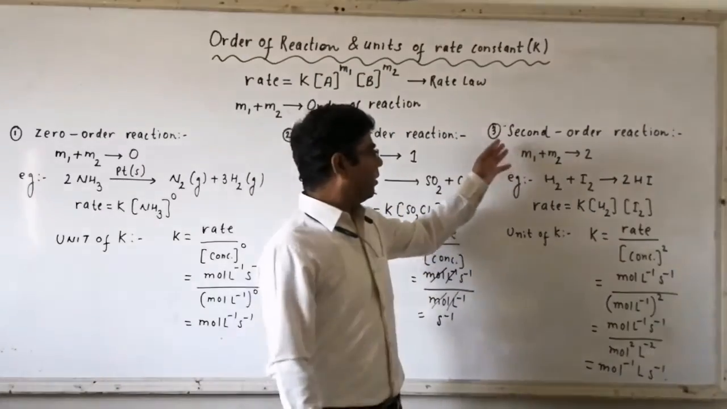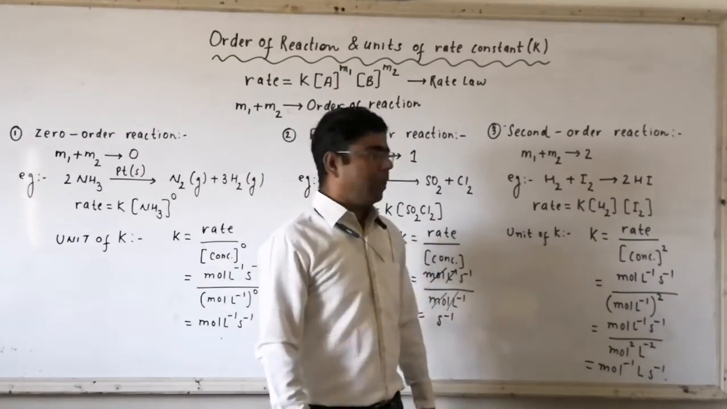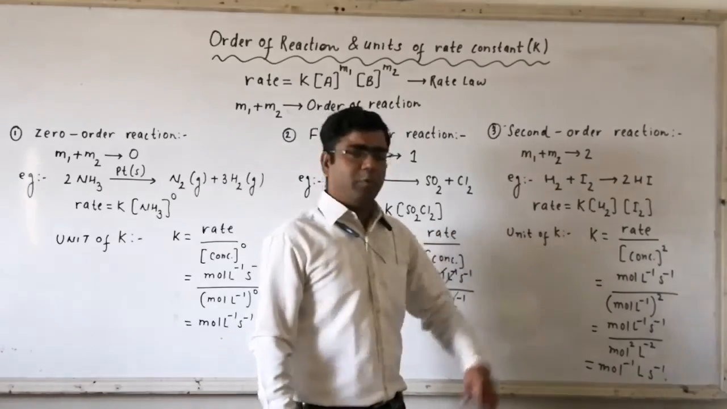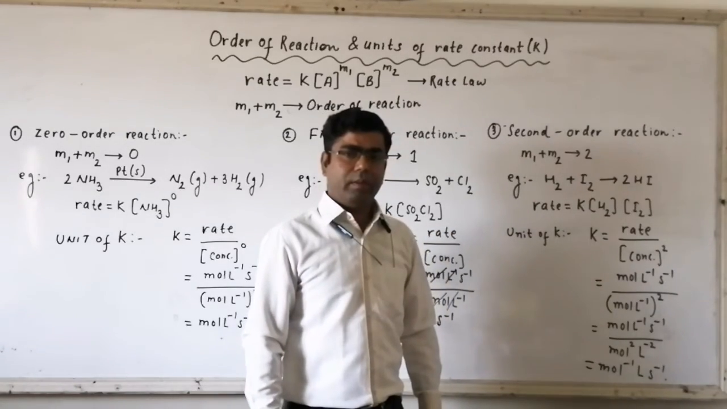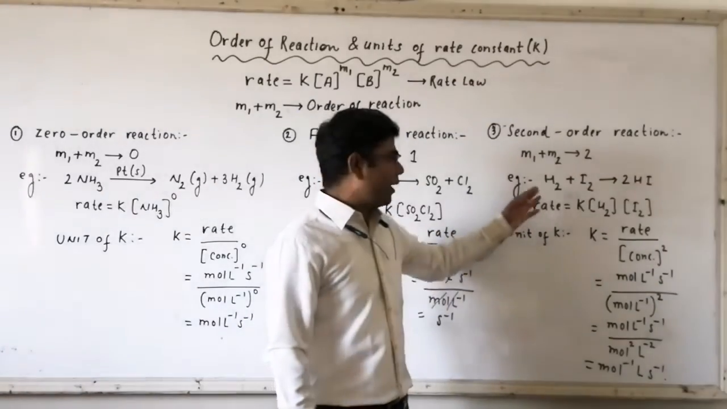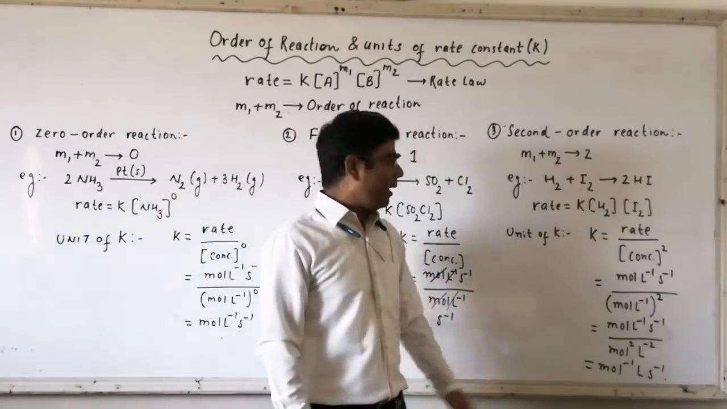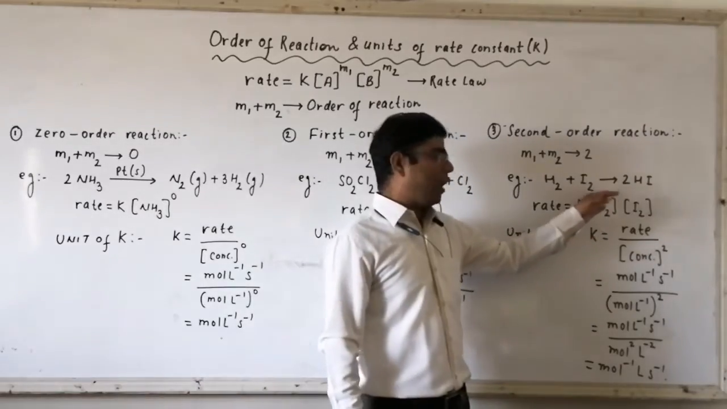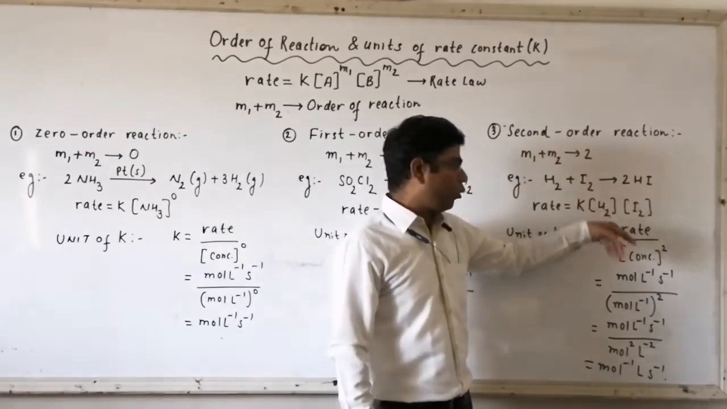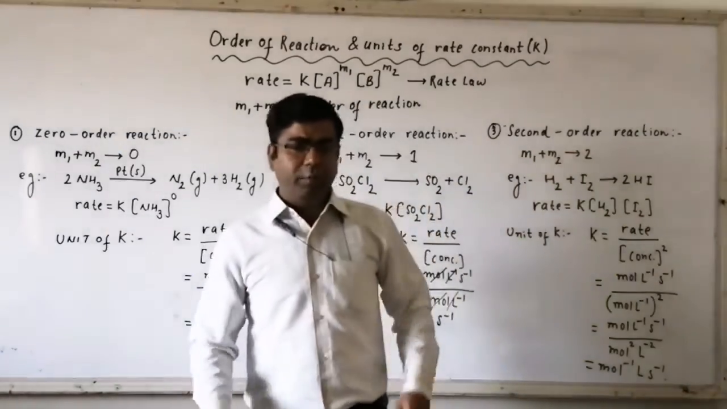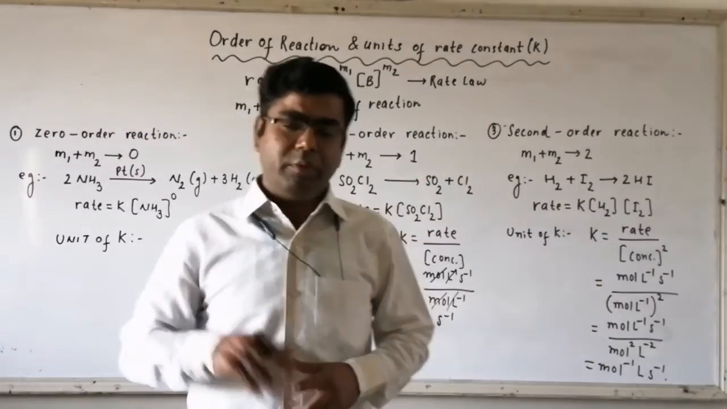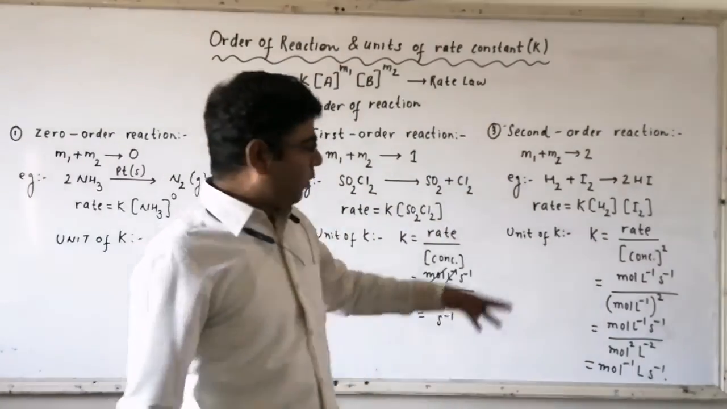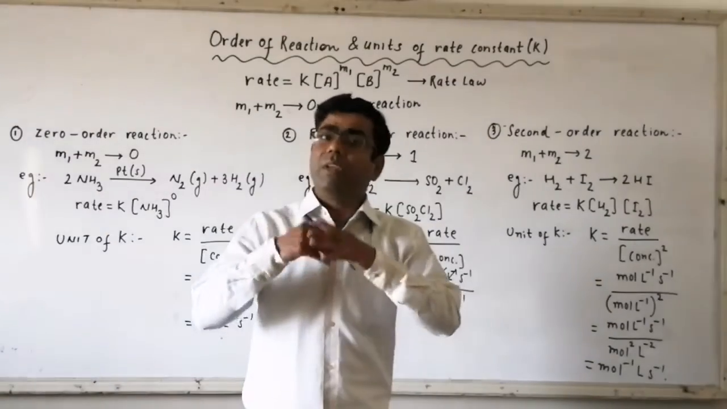Then comes number 3, second order reaction where M1 plus M2 will be 2. Example for this reaction, H2 plus I2 gives you twice of HI. Rate can be written as rate equals K into concentration of H2 to the power 1 into concentration of I2 to the power 1. If we increase the concentration of H2, rate of reaction will increase. If we increase the concentration of I2, rate of reaction will increase.